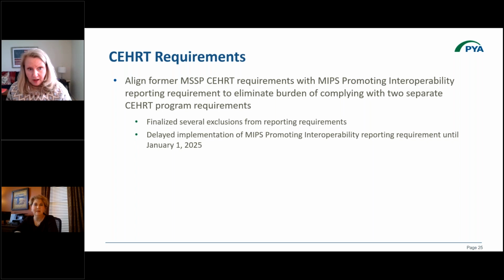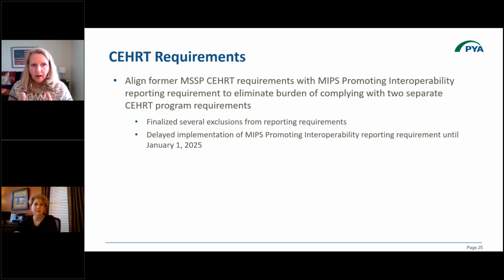But beginning in 2025, so again, 1 year to figure all of this out, and here we are in that year, we are instead now going to require an alignment between the MSSP CEHRT requirement and MIPS promoting interoperability, meaning that any eligible ACO provider, supplier, ACO participant will have to report MIPS promoting interoperability. But remember, you have to be required under MIPS to report promoting interoperability to have to report for purposes of MSSP. So those exceptions that Lori discussed previously in terms of small group, low volume, and the like, if those apply, then that participant does not have to report promoting interoperability.